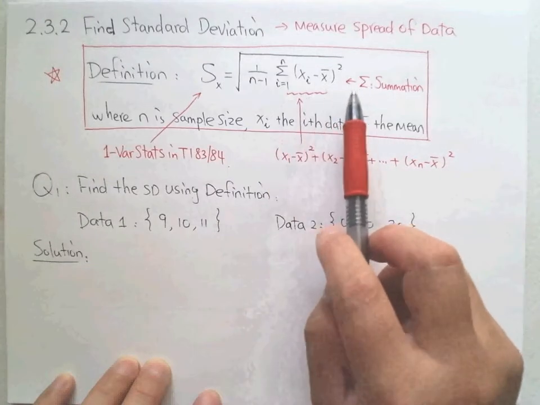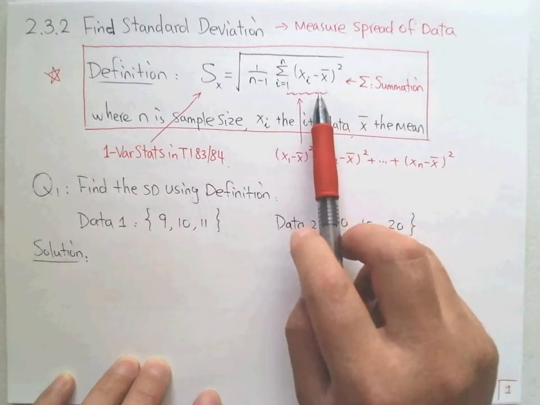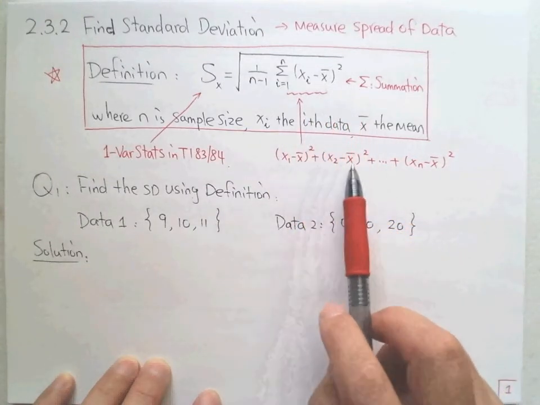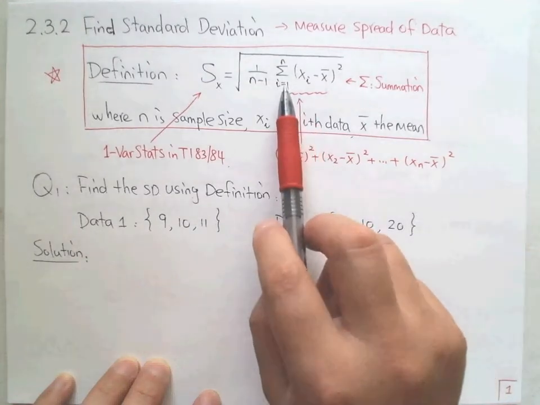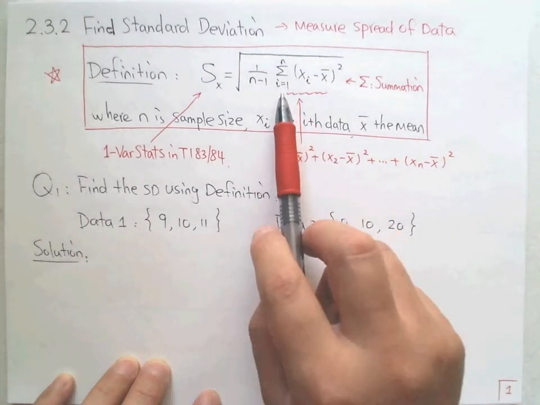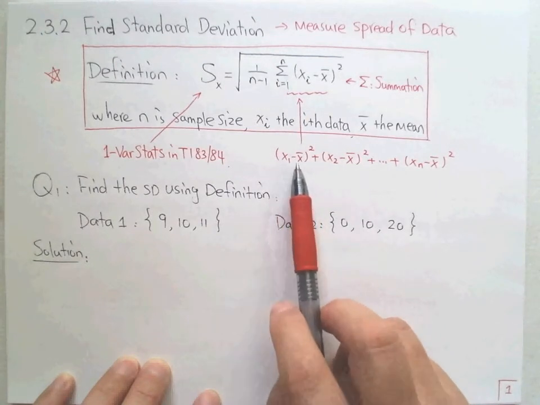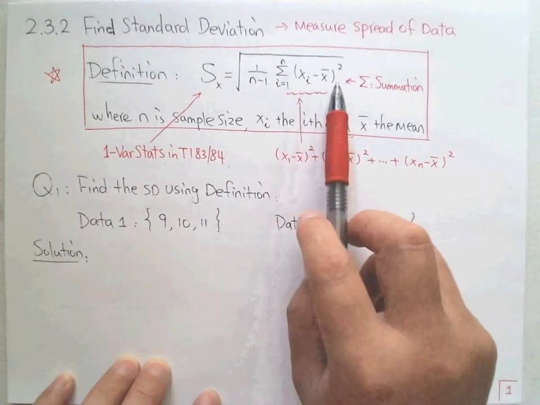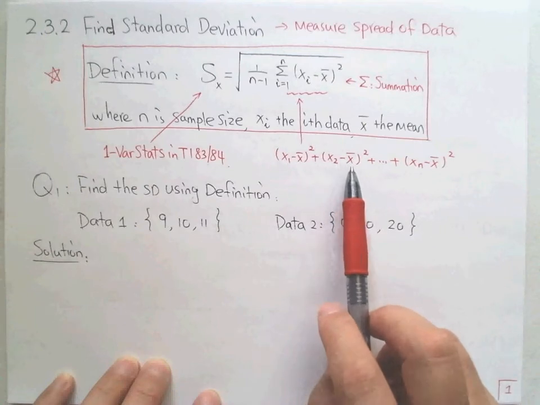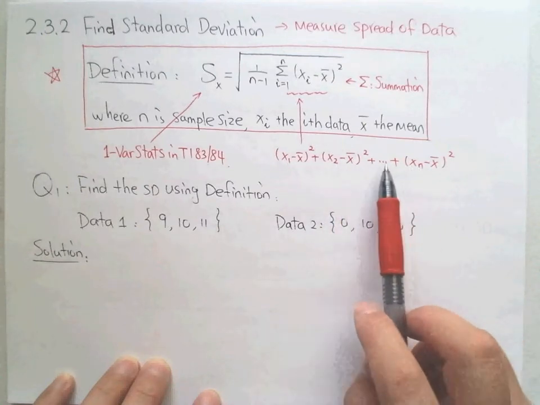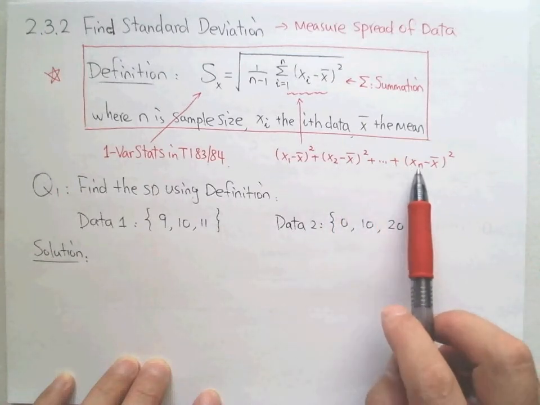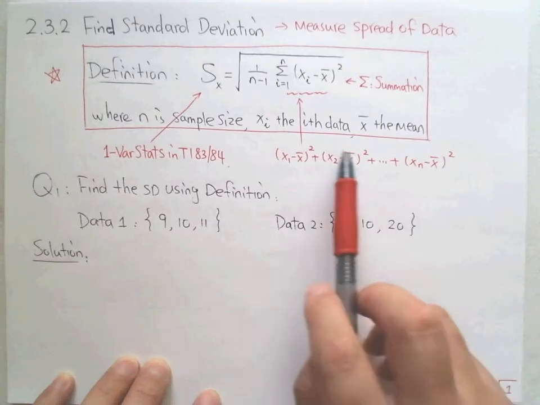If we expand it, how many terms are there? n terms, from 1 to n. The first term is x1 minus x bar squared, the second term is x2 minus x bar squared, and we continue until the last term, xn minus x bar squared. So here is the definition.